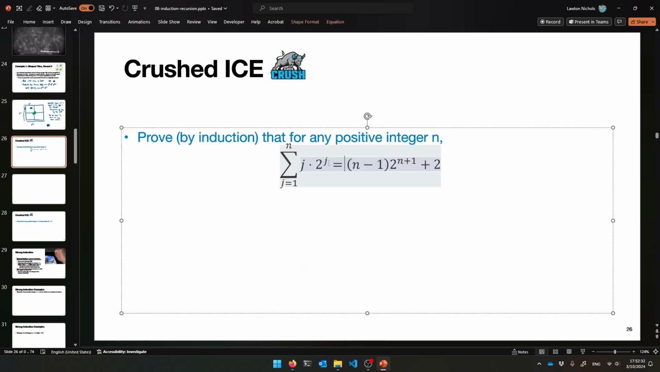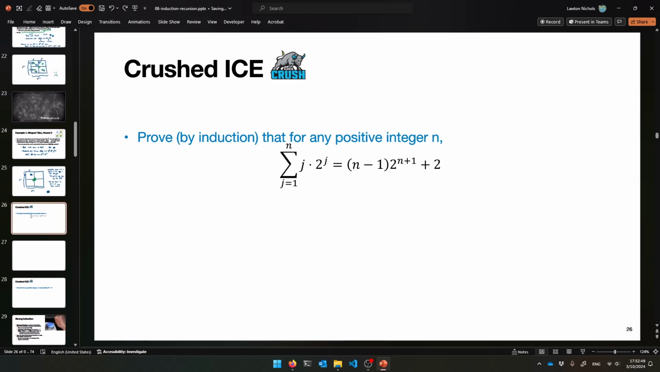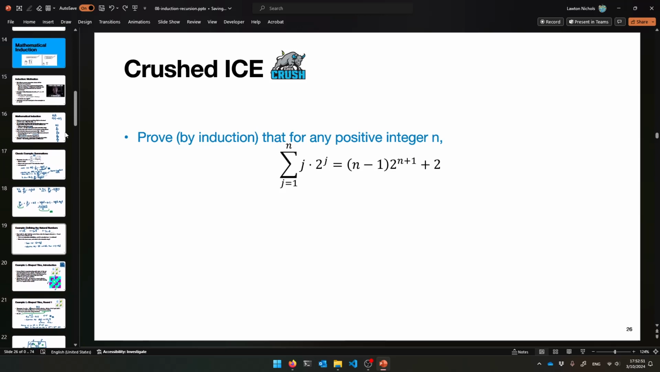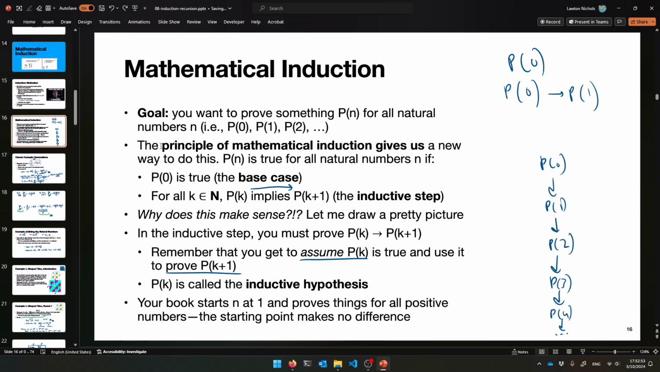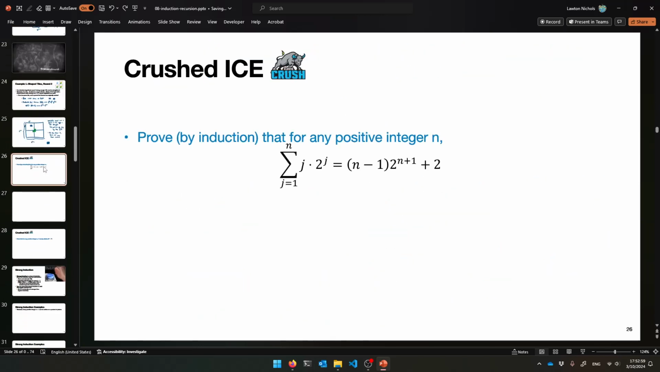But let's prove that this closed form exists for the summation. So this is equal to the sum of all the j's from 1 to n of j times 2^j. That sum is equal to this closed form. See if you can find that. And remember, you want to use a base case and an inductive step. So here is the definition of induction. Here's another example. So give that a try, and then I'll do it for you.